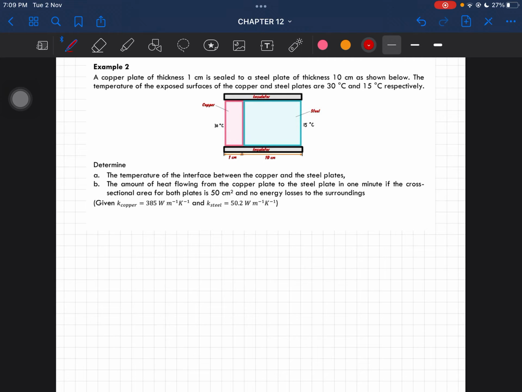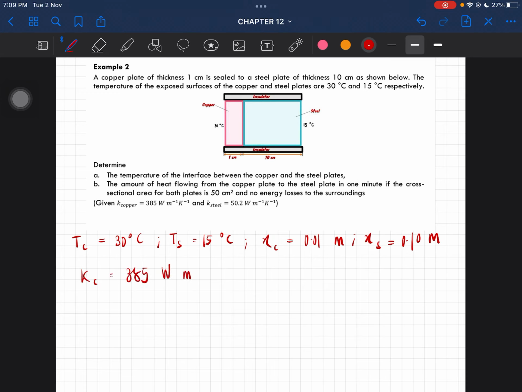Okay, so let me just extract the information that we have. The temperature for the copper end of the plate is 30 degrees Celsius, whereas the steel is 15 degrees Celsius. And then we have the distance, which is 0.1 meter for the steel, and for the copper it is 0.01 meter. And then the thermal conductivity is 385 watts per meter per Kelvin, and the thermal conductivity for steel is 50.2 watts per meter per Kelvin.